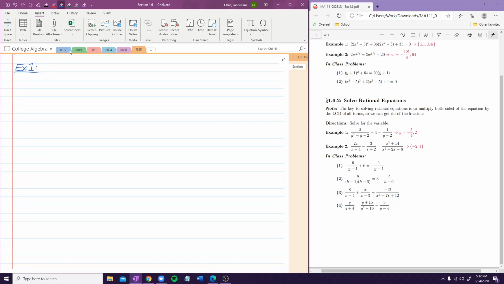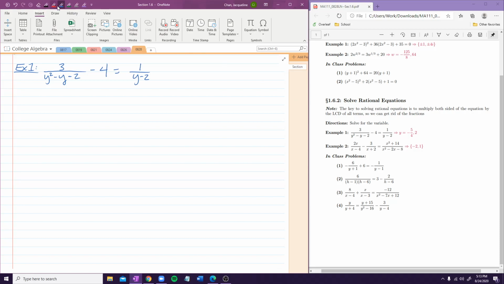In example 1, we're going to solve for the variable, and we are given the equation 3 over y squared minus y minus 2, minus 4, is equal to 1 over y minus 2. Note the key to solving rational equations is to multiply both sides of the equation by the LCD of all the terms so we can get rid of the fractions.